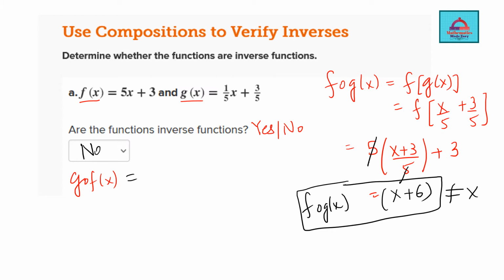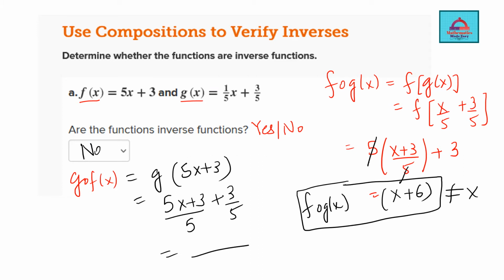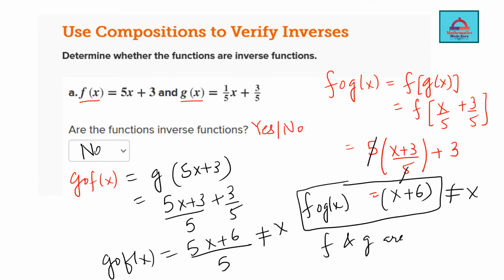But if you want to check, you can find g of f(x) also. That means this function. Okay, now you go to g, wherever there is x, you put 5x plus 3. So (5x+3)/5 plus 3/5. So this is same as (5x+6)/5. Now again, this is not equal to x. So g of f of x is also not equal to x. So f and g are not inverse.